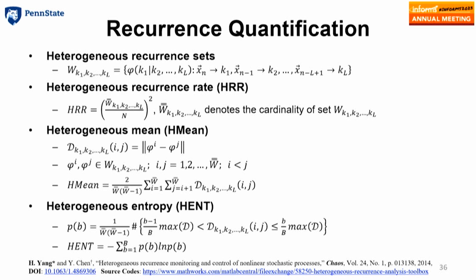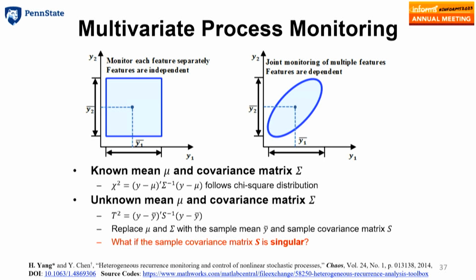So because we got the recurrence quantifiers, now we can do the process monitoring, use those quantifiers. But traditionally, we assume the variables are independent, but sometimes they are correlated, they are dependent. And then if we know the mean and the covariance, then it will automatically follow chi-square, but we have unknown population mean and covariance. We have to estimate it from the data. So we know the sample covariance and the sample mean, and replace the population mean and the covariance with sample mean, sample covariance.